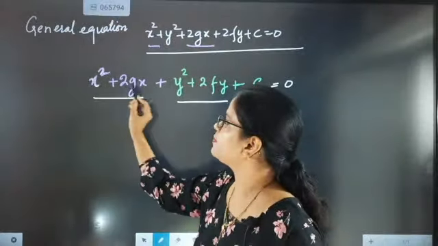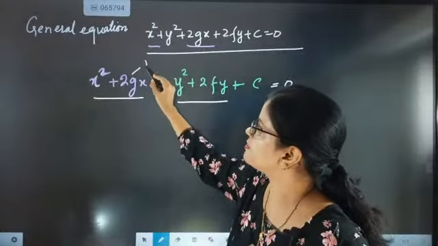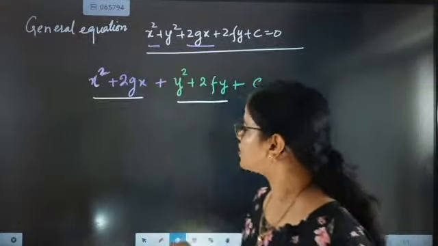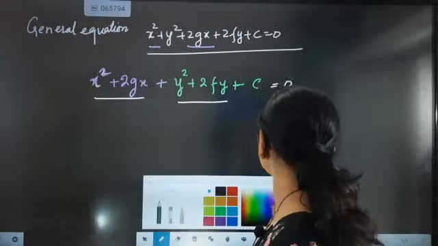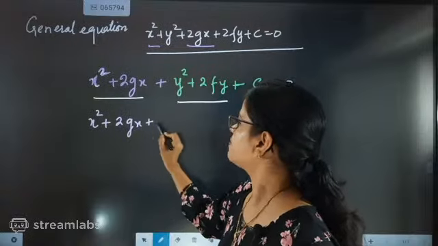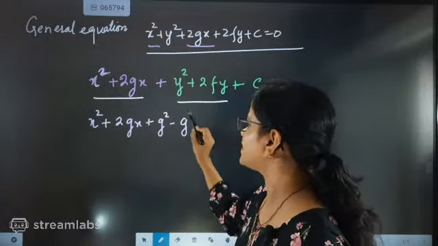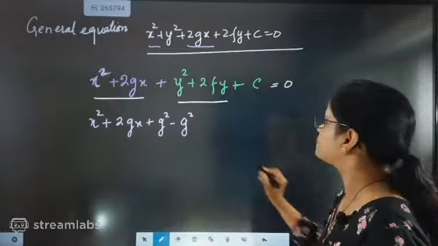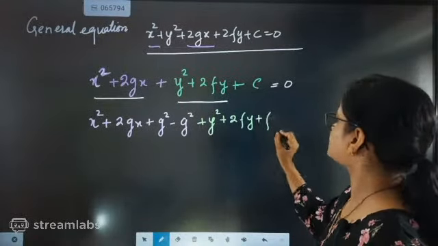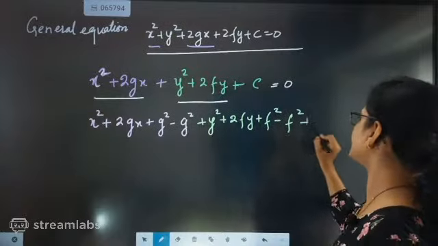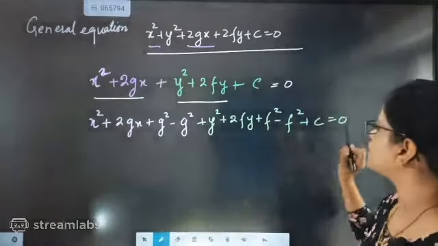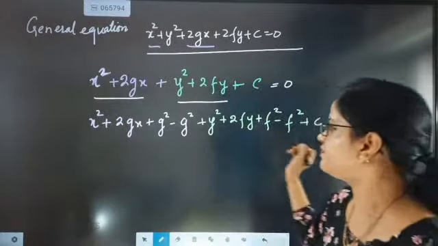Now to make it a complete square, what do we need? It is a square plus 2ab, that means g is nothing but b, and f is similarly going to be added or subtracted. So in this section we will add g square with x square plus 2gx, and we will subtract g square also. In this section we are going to add f square and we are going to subtract f square also. So in both, one time we have added and one time we have subtracted.